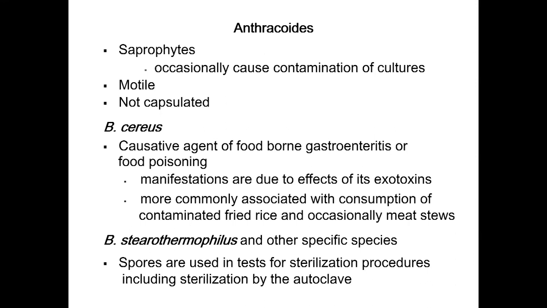Then the other species that are important, a number of species that are used to monitor the effectiveness of various sterilization procedures. We have some methods that utilize Bacillus humilis. There's another method that utilizes Bacillus subtilis, their spores, and also Bacillus stearothermophilus is useful in that way. So Bacillus stearothermophilus spores are used in testing the sterilization process by the autoclave.